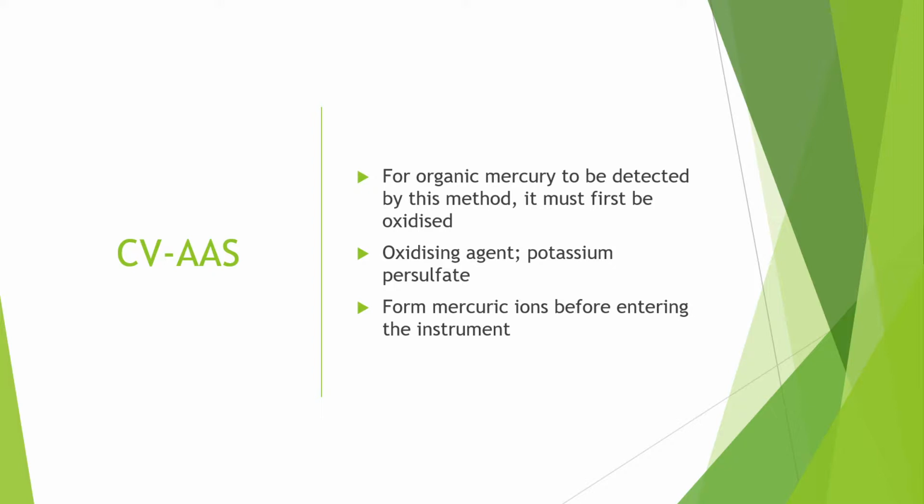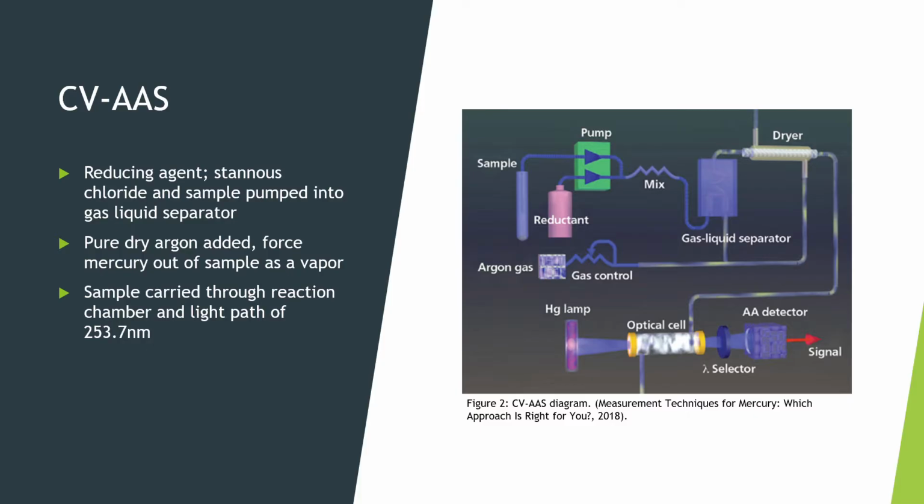Organic mercury must first be oxidized by an oxidizing agent, such as potassium persulfate, to form mercuric ions before entering the instrument. A reducing agent, stannous chloride, and the sample are then pumped into what's known as a gas-liquid separator. Pure, dry argon is added to the gas-liquid separator, which forces the mercury out of the sample as a vapor.